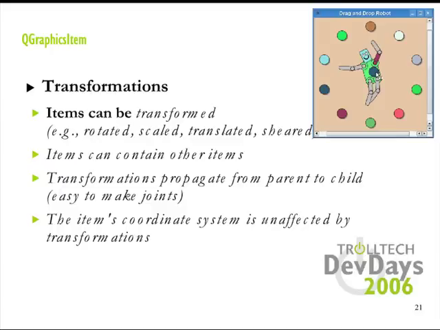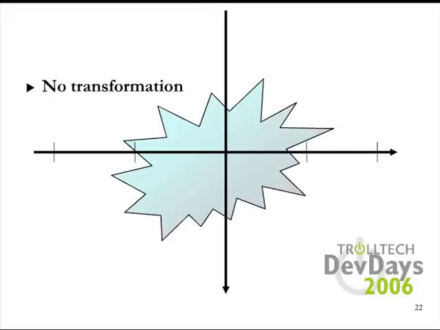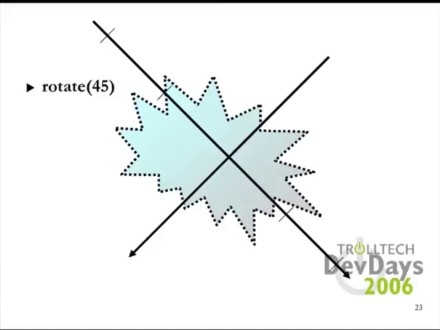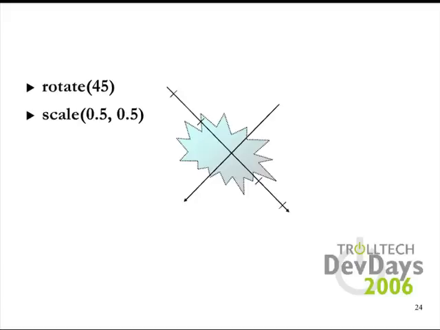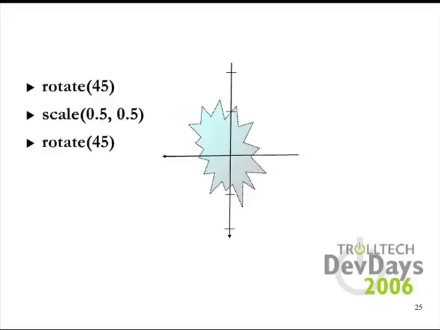So just a simple example of how these transformations can work. Start out with no transformation. I rotate by 45 degrees. You see the coordinate system is rotated, but the item is still the same relative to its own coordinate system. If I scale it down, you see that the entire coordinate system scales down. The item stays the same in this coordinate system. It's just the coordinate system that changes. The drawing code for this is still the same. I can rotate again. Went a little bit too fast.